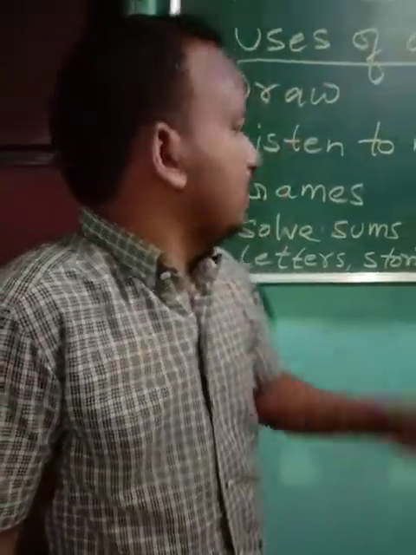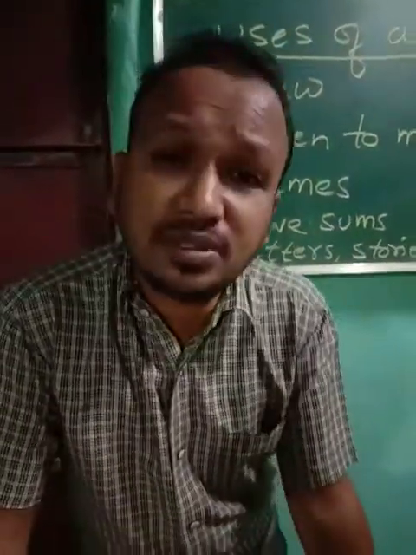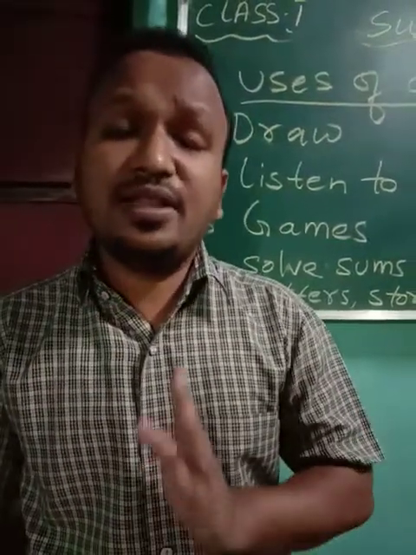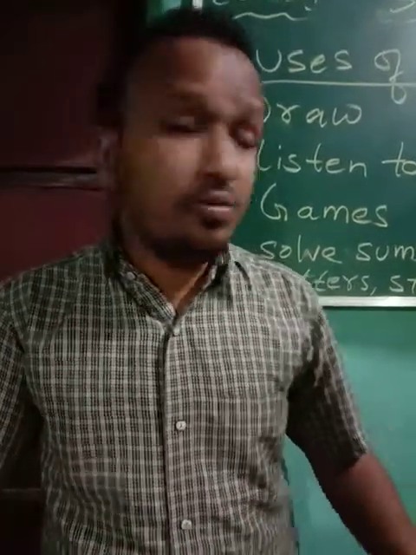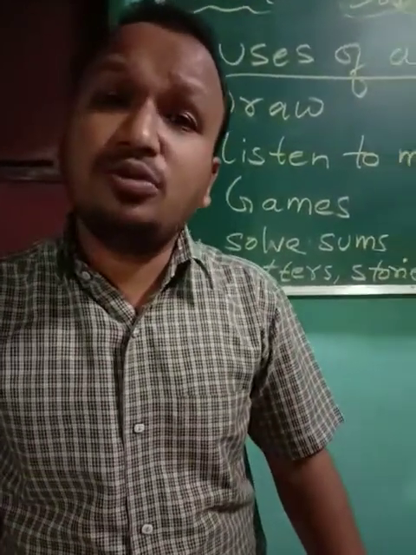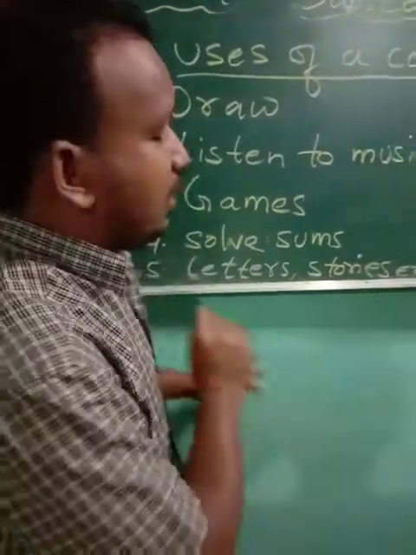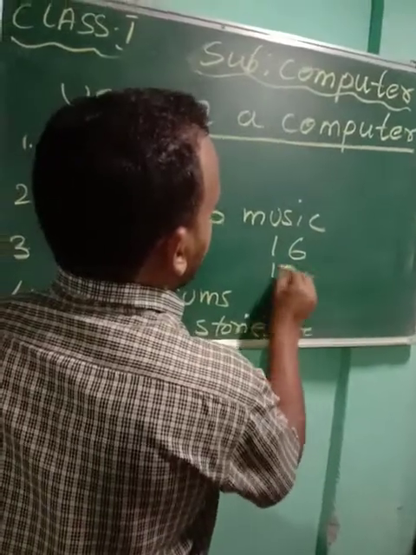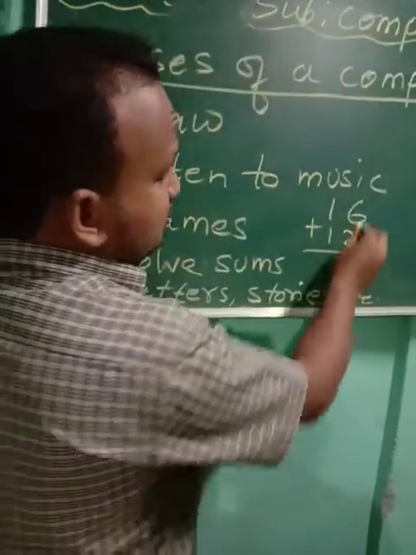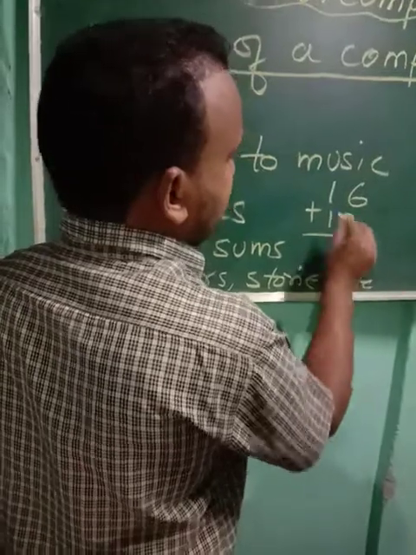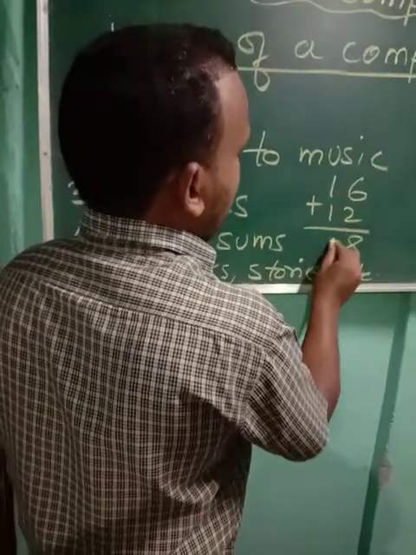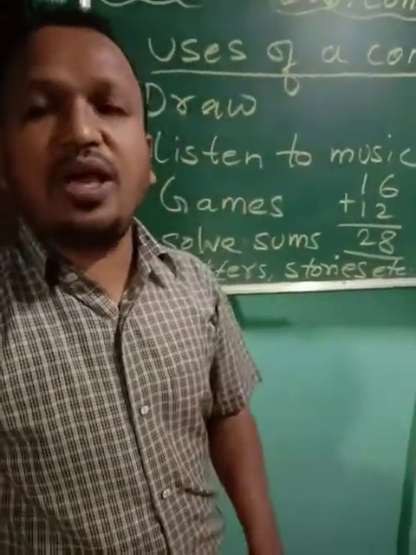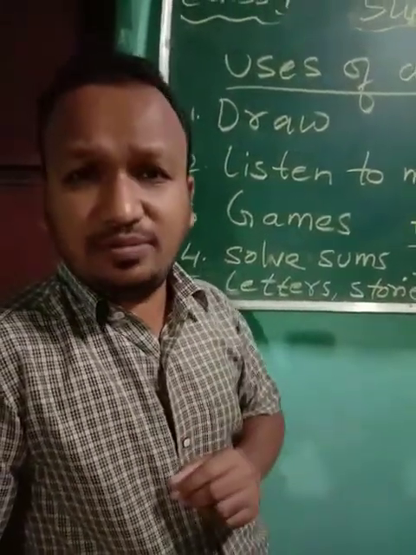So many students may play games also for a short period of time. Next is solving sums. Sometimes you may not be able to solve the sum, so in that case you may use the computer. You can do different types of sums. For example, you look at the blackboard. Suppose you are doing addition, 16 plus 12. So 6 plus 2 is 8, 1 plus 1 is 2. So you see, 28. Like this, sums we can do in a computer very quickly.